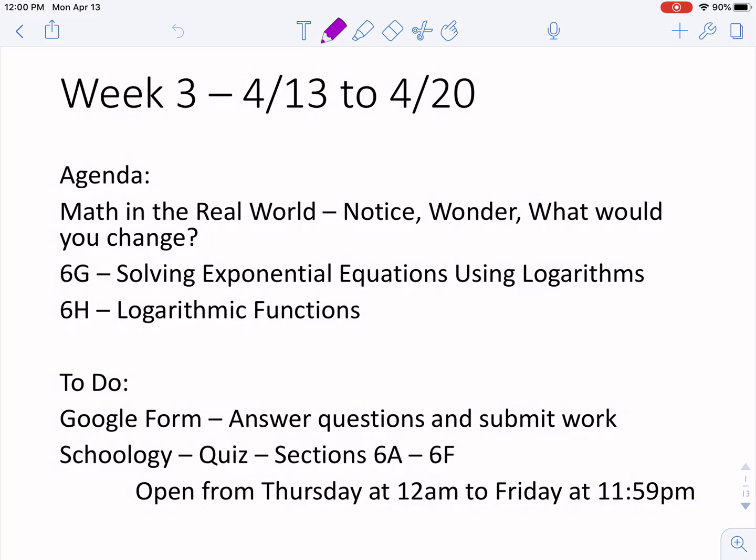But there are a number of you who have quiz scores that are not maybe as good as you would like them to be. So I've created a Schoology quiz. It goes through section 6A through 6F. A lot of it is rewriting. A lot of it is making sure we understand those rules of exponentials and logarithms. I'm going to open it from Thursday at 12 a.m., so that's like Wednesday night when I'm asleep, to Friday night at 11:59 p.m. So it'll be open all day Thursday and all day Friday for you guys to do.